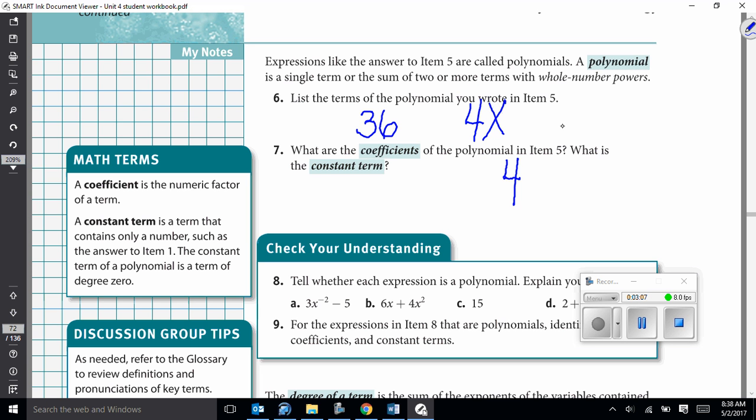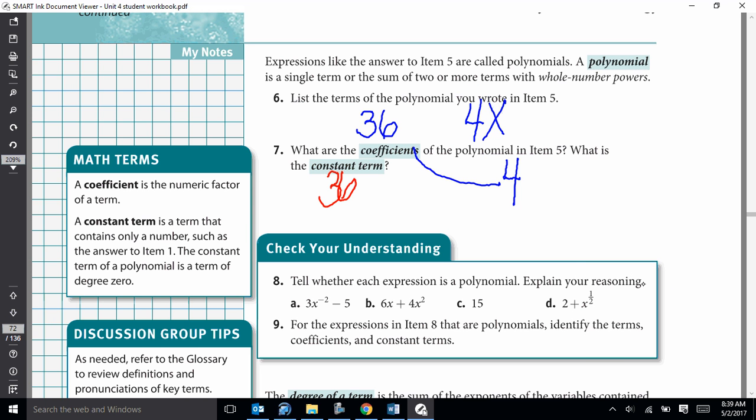And then the constant term is like the plain old number. There's no variable attached to it. So what's the constant term of our polynomial? 36. So the coefficient is 4. Our constant term is 36. All right, so questions there?